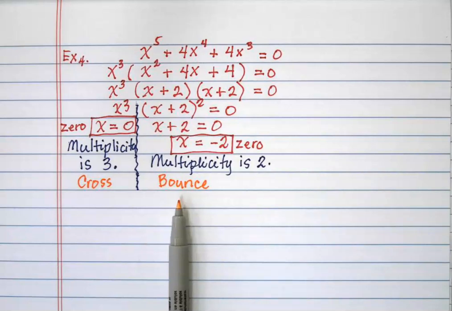And so that is it for our lesson on zeros, multiplicity, and its effects on the graph.